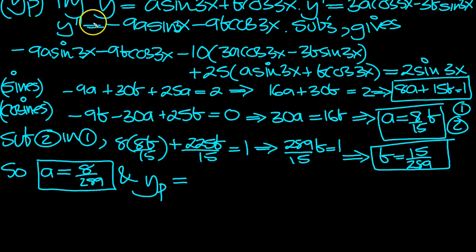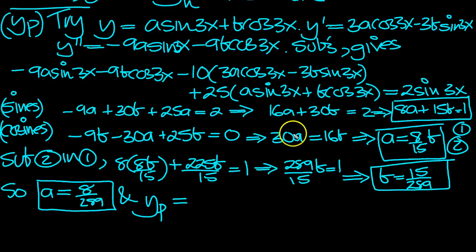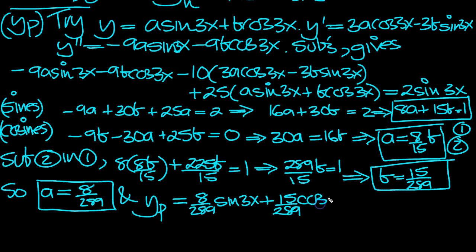So YP then equals. Now what do we have for YP to start with? Let's move up slightly. A sine 3x, so it's 8/15ths. No, it's not, it's 8 over 289, sine 3x, plus B, which is 15 over 289, cosine 3x. Okay, there's YP done then.